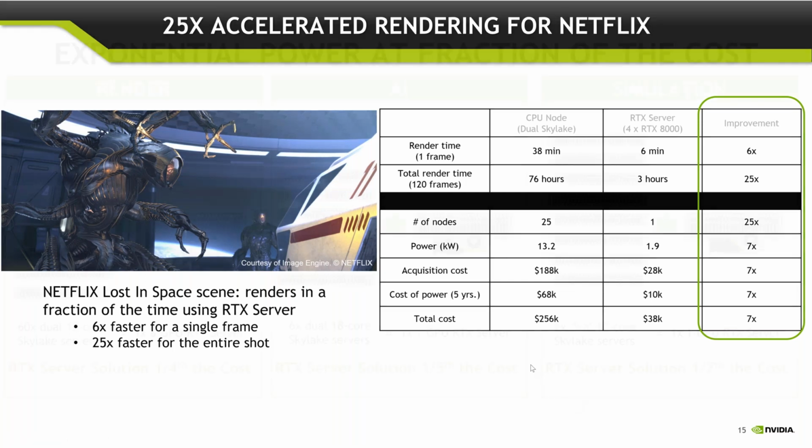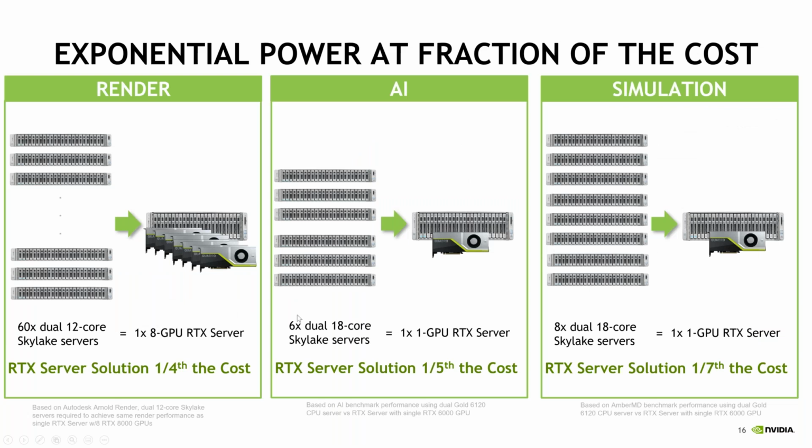So if you want to quantify it in terms of number of CPUs and number of servers, this is what it looks like. Your RTX server solution will cost you 1/4 of the cost of getting the same performance from a CPU-only render farm.